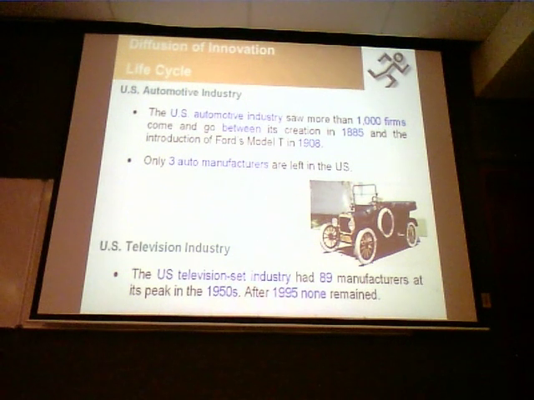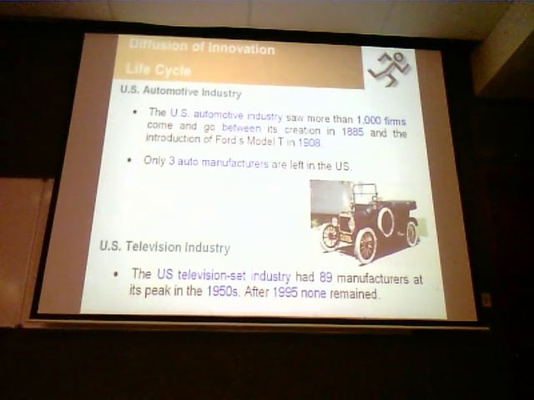In the auto industry, back in 1885, there were 1,000 firms in the US auto industry, and now there are 3. Are they still 3? Yeah, they're still going. When the TV industry started up, there were 89 manufacturers in the US television industry. Now there are none. So it's very difficult to pick the right design and ride up to the position of market leadership.